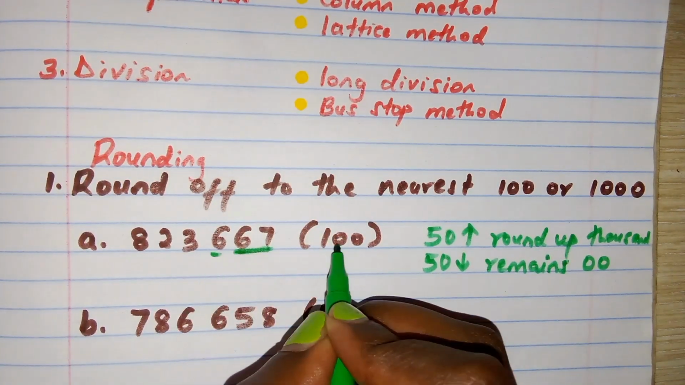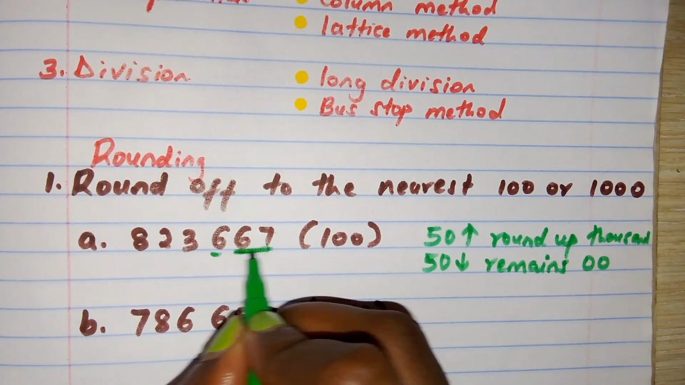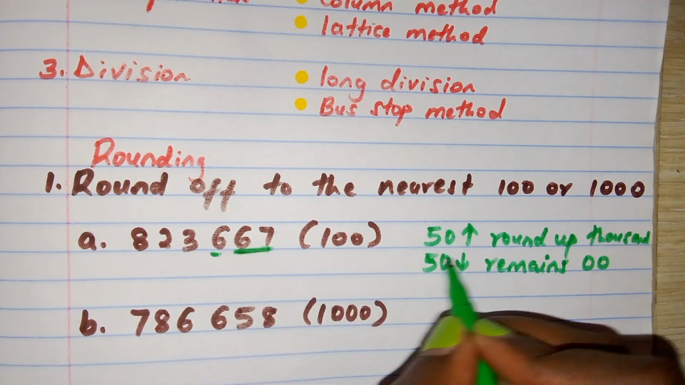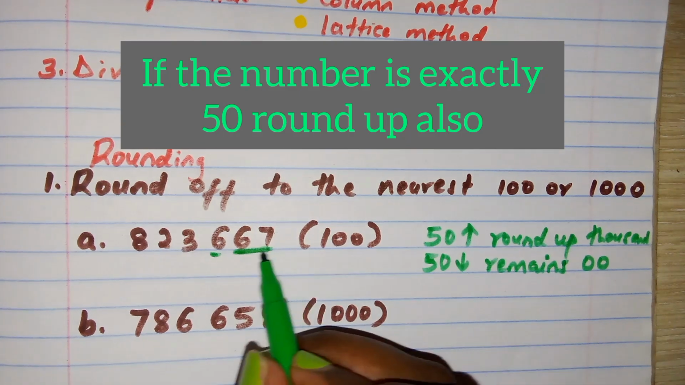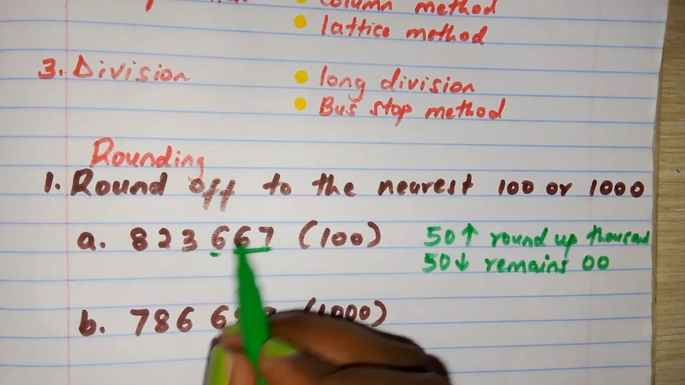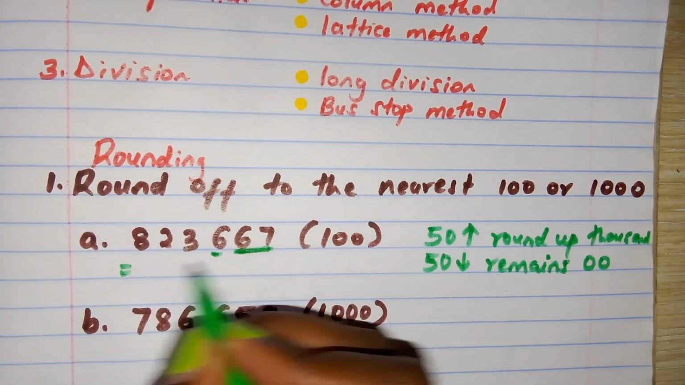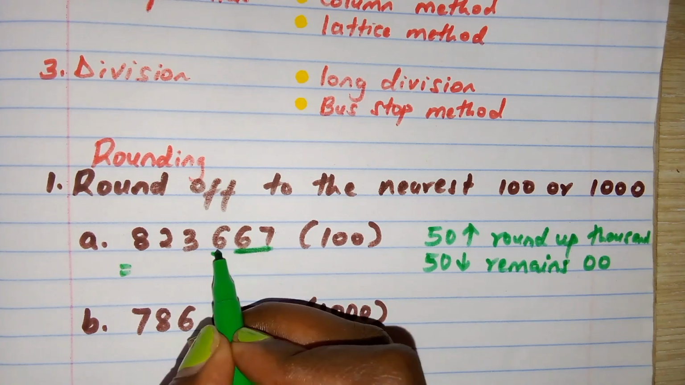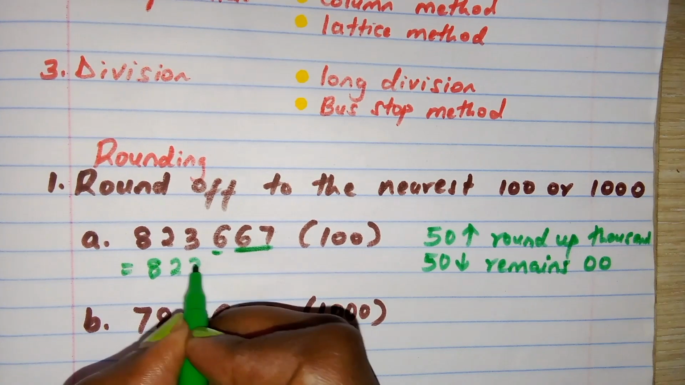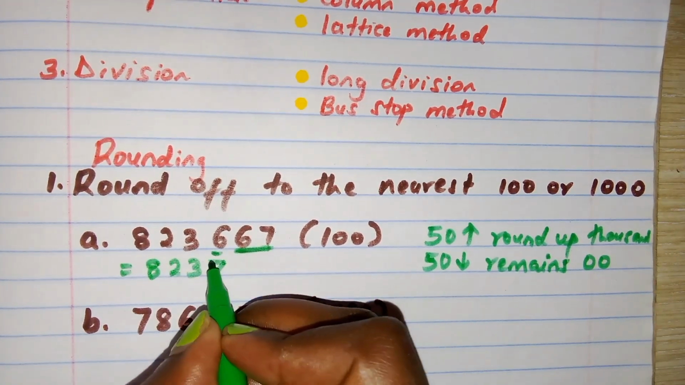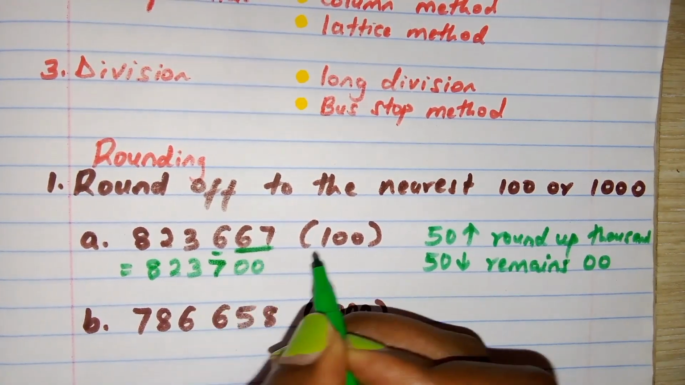Now, to round off to the nearest 100, you look at the last two digits. If there are more than 50, this number would round up. If it's less than 50, this number would remain as 00. So in this case, this is more than 50, so this one goes up. This one remains as 823, and that is 7 and then 00.